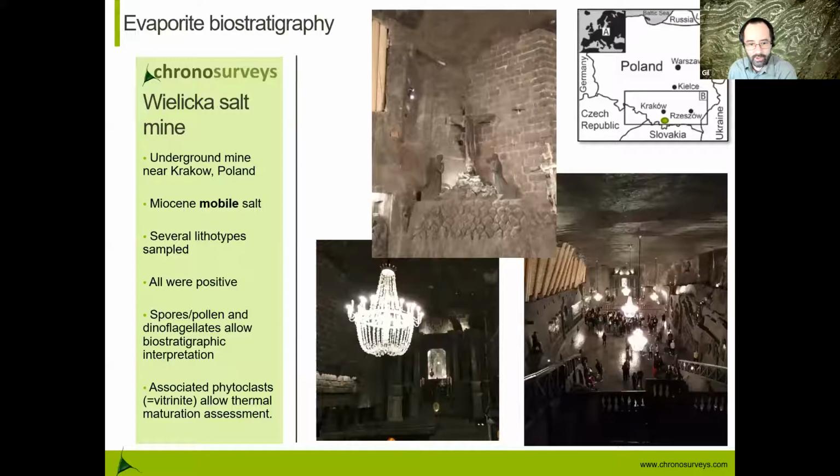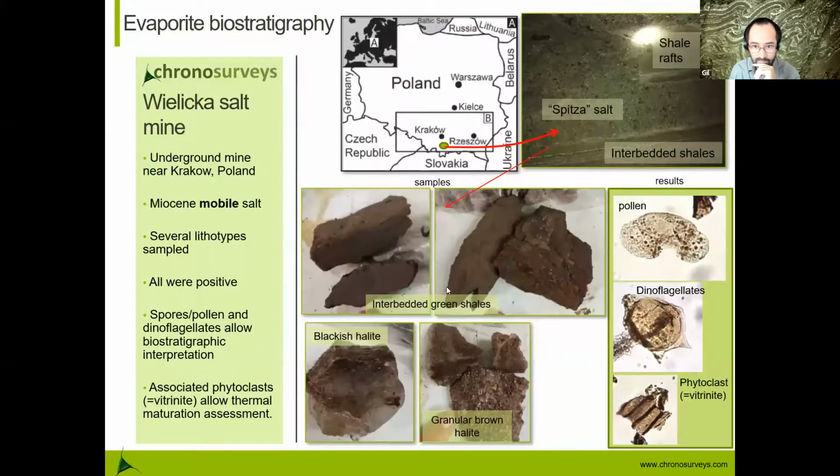I'm sure several of you already visited this Velitska salt mine. It's now more known because of its touristic beauty. And indeed, it's a beautiful place. But in addition to the beautiful carvings and sculptures and all of that, the geology is also very, very interesting. And last year I had the chance to visit the mine with some of the organizers and some of the people who are attending. And I took some samples from the several types of salts.